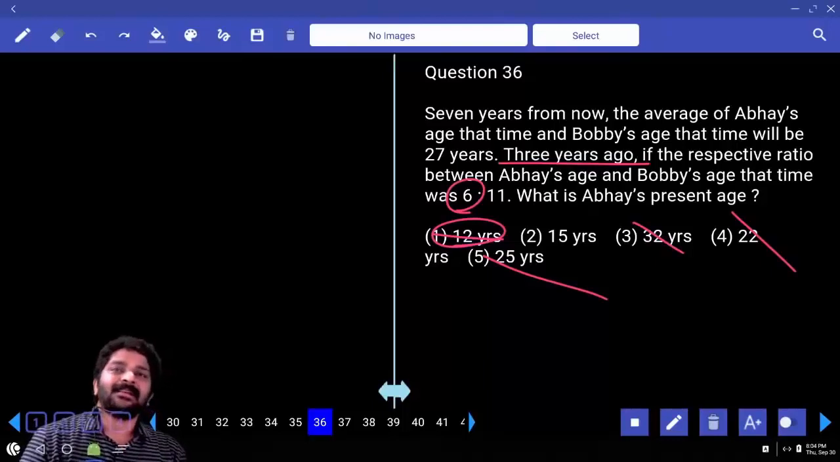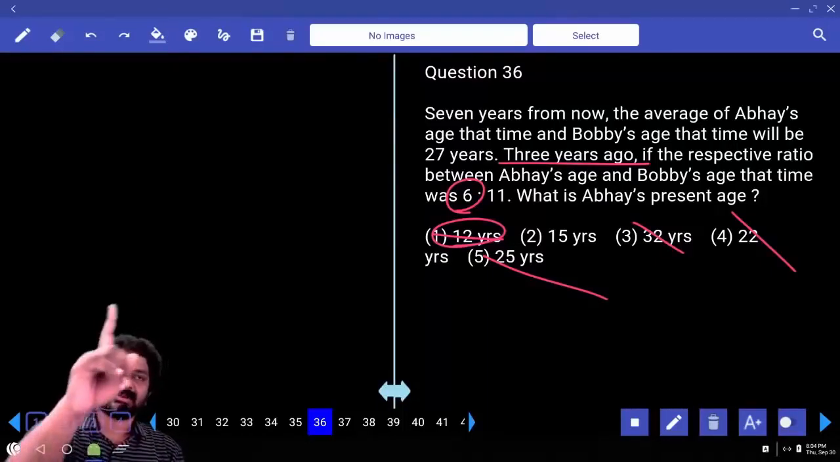3 years back, it has to be a multiple of 6. We verified that condition and there is only one option. Hope it is clear.